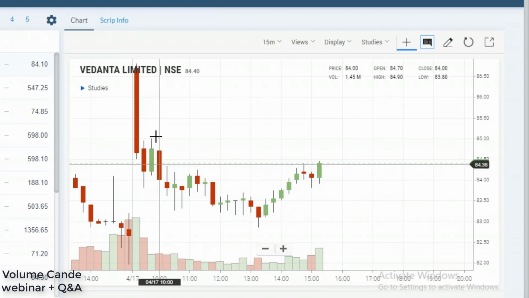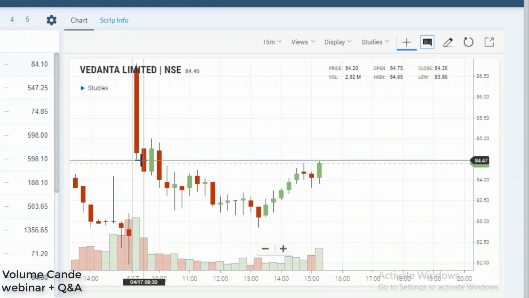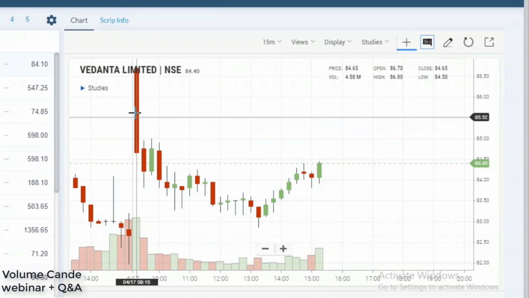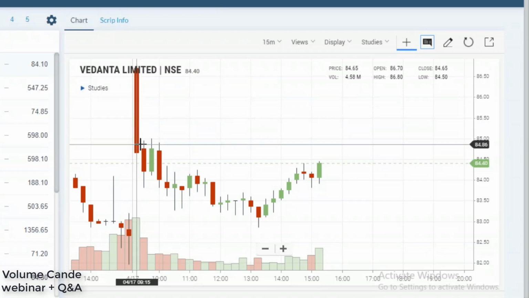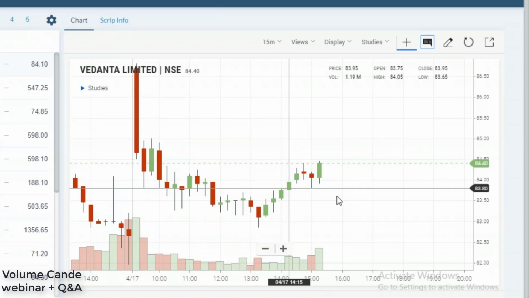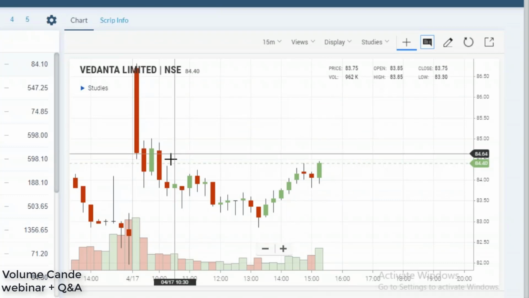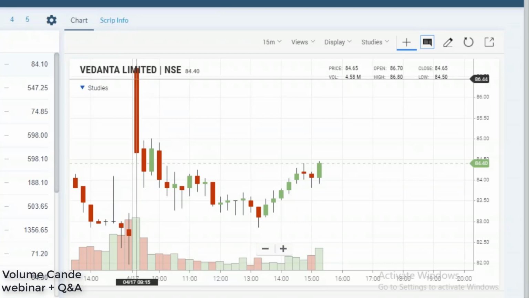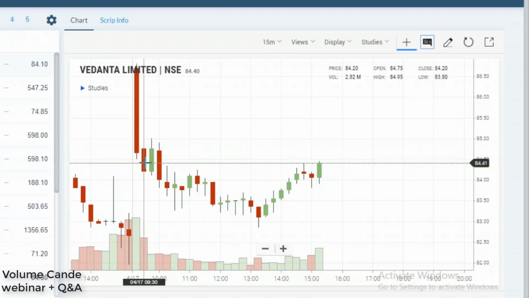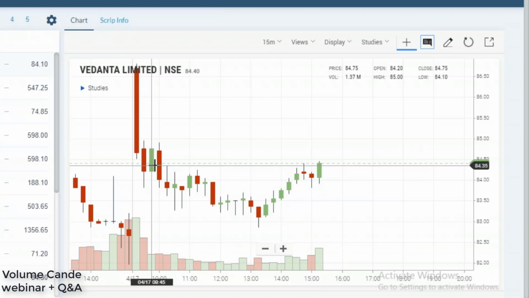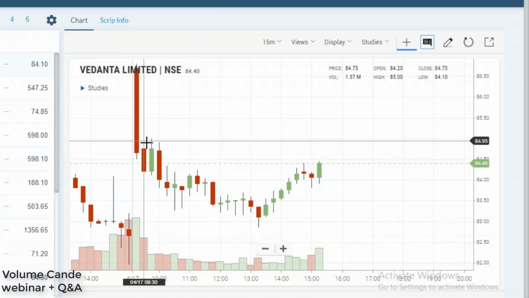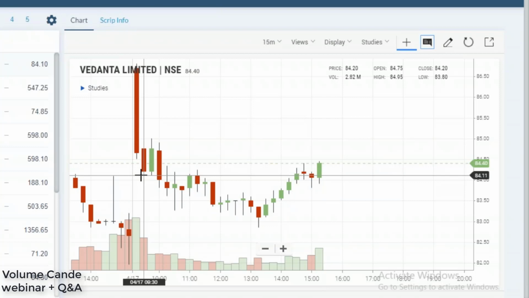Firstly, I am loading the chart of Vedanta. In the 15-minute chart, we can see the market opened yesterday with a gap up and started falling. It will look like a hammer only. From the top, Vedanta started falling and the candlesticks started forming. These are unclear candles. We don't know whether it will move high or low, right?